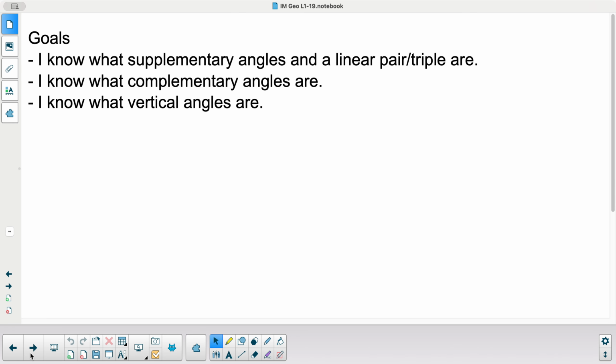All right, so our goals today are: I know what supplementary angles are and a linear pair. I know what complementary angles are, and I know what vertical angles are. We're also going to, maybe you should add in there, I can prove vertical angles are congruent. That's not necessarily a goal for the lesson, but something that we're going to do.